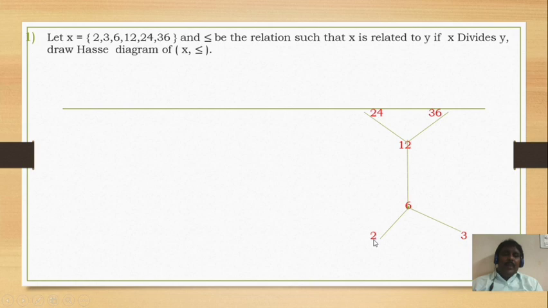So here I am having 2. First I am taking 2. 2 divides 6 and 3 divides 6, 6 divides 12, 12 divides 24, and 12 divides 36. At last I will get the Hasse diagram as follows. This is a very important problem. It has been given many times in the examination also.